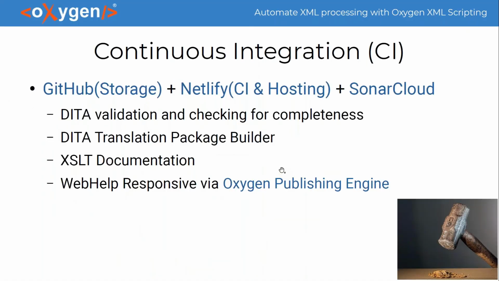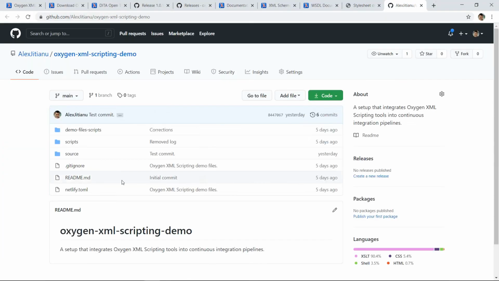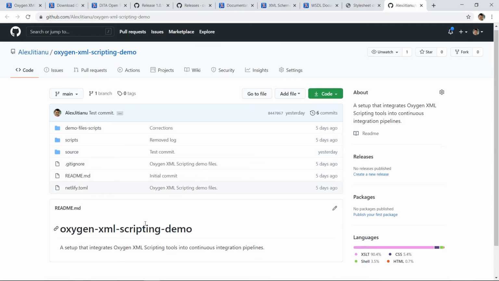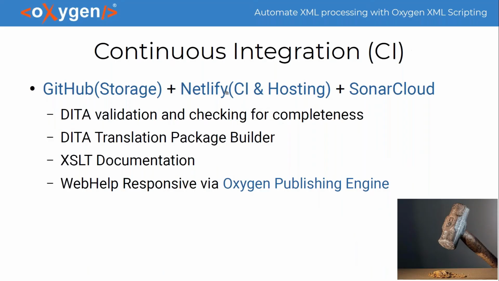Right, so now that we've seen each of these scripts and the benefits they bring, let's bring them together in a continuous integration environment. For this, we'll be using GitHub for storage. On GitHub, I have a repository containing various XML resources. We'll use Netlify as a continuous integration server and for hosting as well.